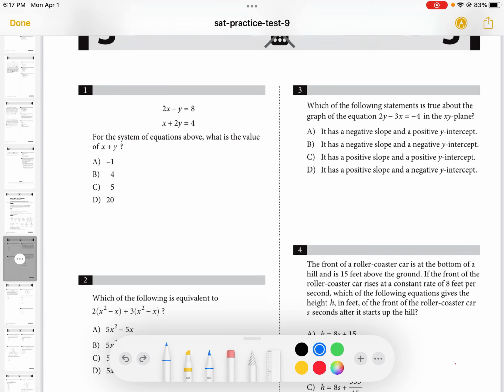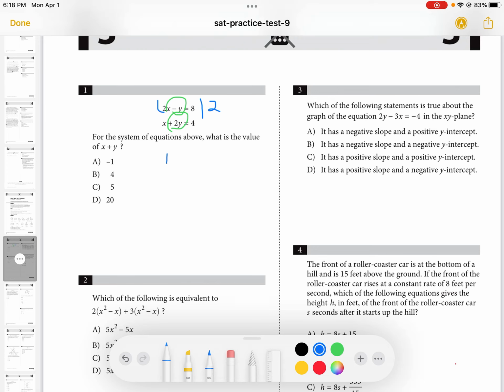So we have the system of equations above: 2x minus y equals 8, x plus 2y equals 4, and we want x plus y. So I want to point out immediately how the y's in both equations have opposite signs. And that's a key hint that we can use the elimination method to get rid of the y and just solve for x. And we can do that actually by multiplying the top equation by 2.